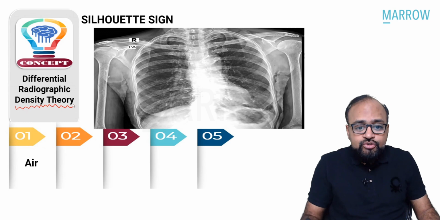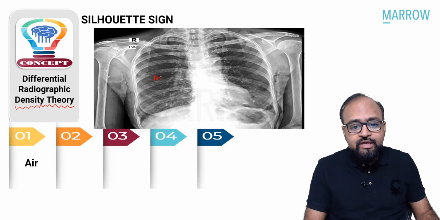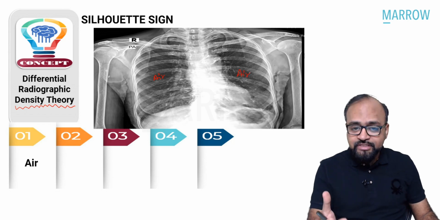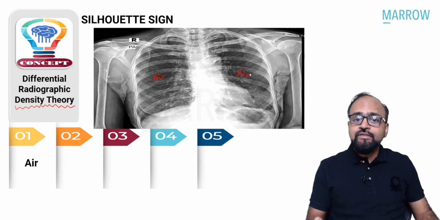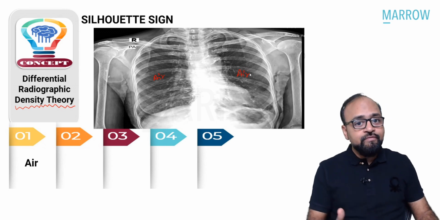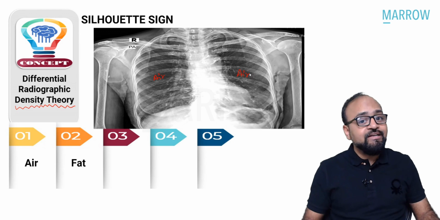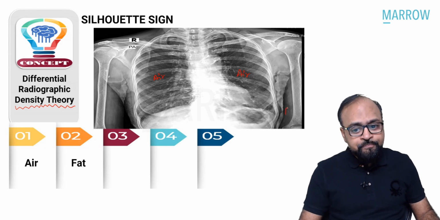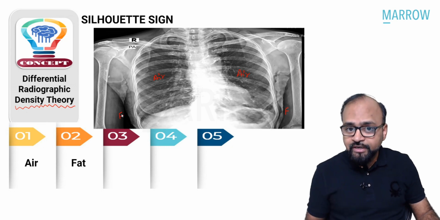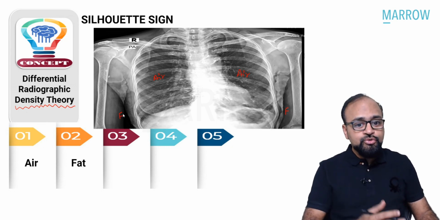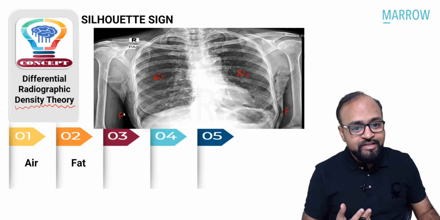The least dense component of the body is the air density. Where is the air density present in the body, especially in the chest? We are looking at a chest x-ray here. It is the lungs. The next density which can be identified separately is the fat density. If you watch very carefully, this is the subcutaneous fat which can be seen separately here from the adjacent tissues, slightly more dense than the air density.